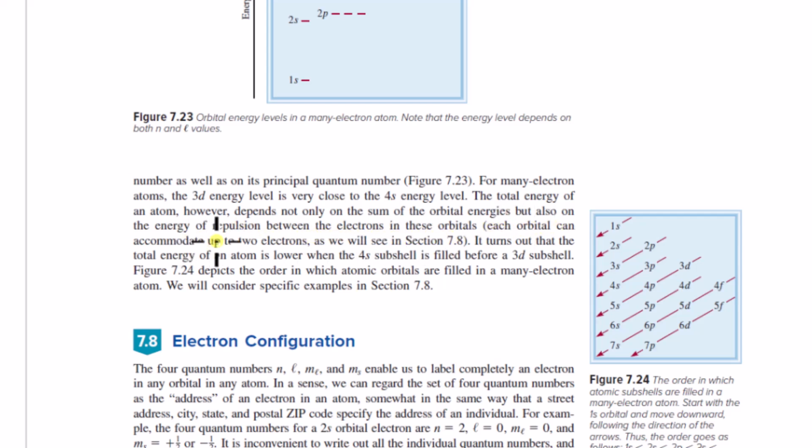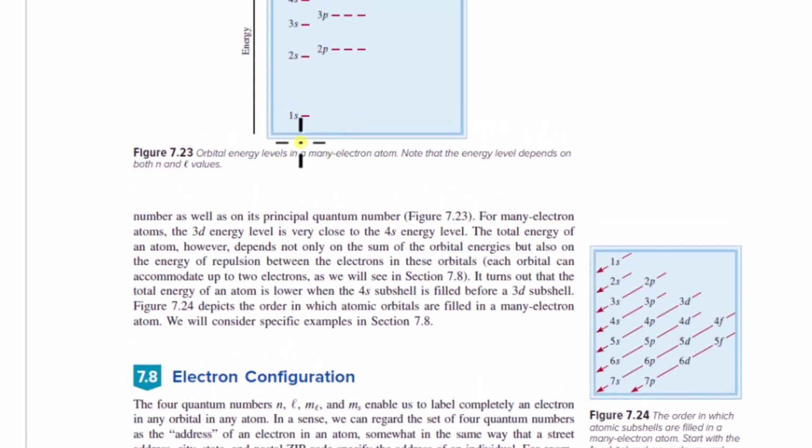Each orbital can accommodate up to 2 electrons, as we will see in section 7.8. It turns out that the total energy of an atom is lower when the 4s subshell is filled before a 3d subshell. So it's just saying that the orbitals have different shapes, and because of that, you're also accounting for the energy of repulsion between electrons. Different orbital shapes can have different levels of repulsion. So that's why the angular momentum quantum number, the orbital shape quantum number, comes into play.